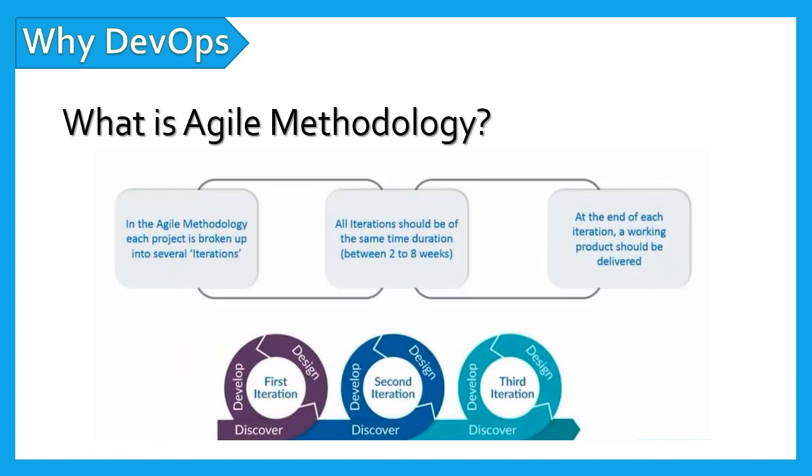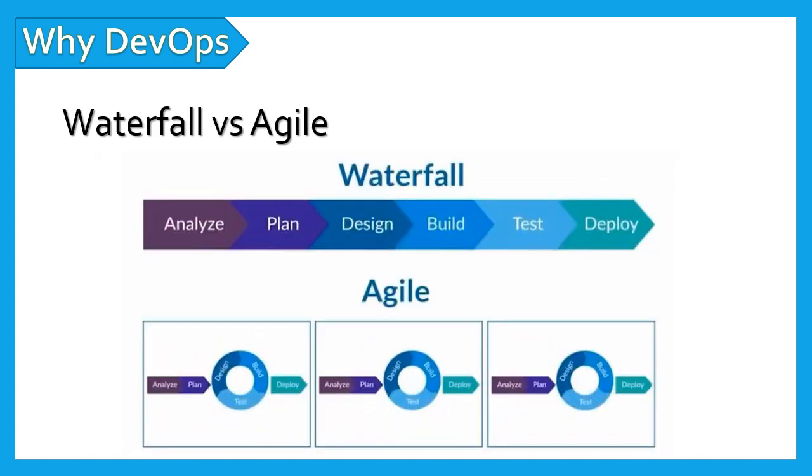Now, let me go ahead and compare this with the waterfall model. If you notice in the diagram in front of your screen, the waterfall model is pretty linear and pretty straight, as you can see from the diagram. We analyze requirements, we plan it, design it, build it, test, and then finally we deploy it onto the production server for release.